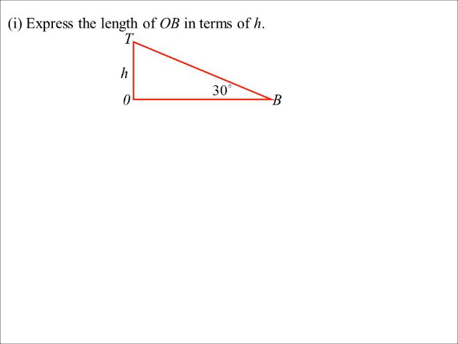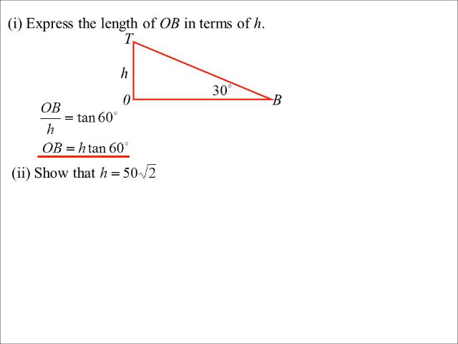So the first thing they want us to do, express the length of OB in terms of H. Well, if I look at that triangle, OBT, I know that's 30 degrees. So OB is H tan 60. Probably was just worth one mark, but there you go. Bang, we got that mark.